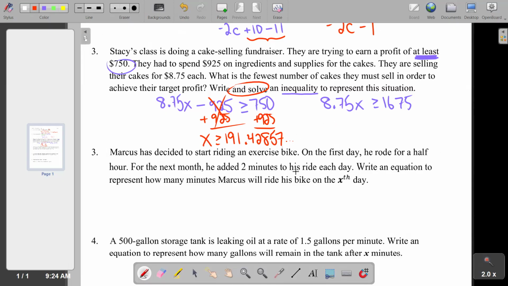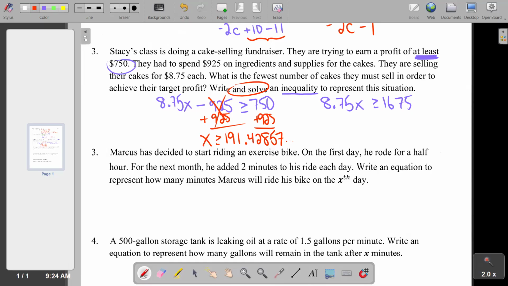Which should I round that up to, 192, or round it down to 191? Don't answer this in a math way. Use your brain. What should I do? What's that? Round up. Listen, I understand that there's a 4 after the decimal point, and the math gods would say round down because it's not a 5 or above. But if I sell 191 cakes, did I clear my profit? No. If you think about it, somewhere in between the 191st and the 192nd cake, I achieve the profit that I want.